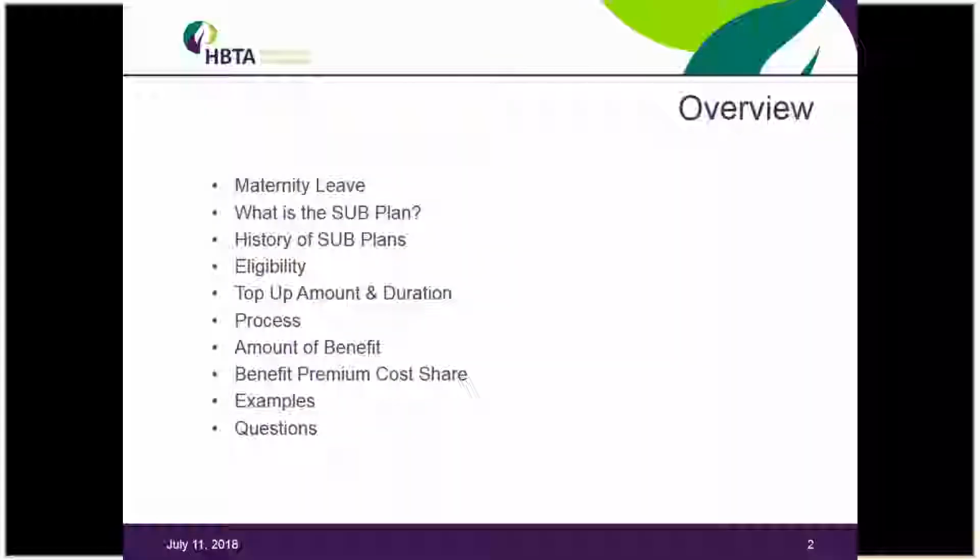So we're going to talk about the subplan. We're going to talk about maternity leave a little bit. We're going to talk about the subplan. I'm going to give some history because that's always important and interesting. We'll talk about top-up amounts, duration. We've got a couple of examples. We're going to talk about benefit plan cost share. And there's room at the end for questions, but if anybody has a question throughout the presentation, please feel free to ask them.